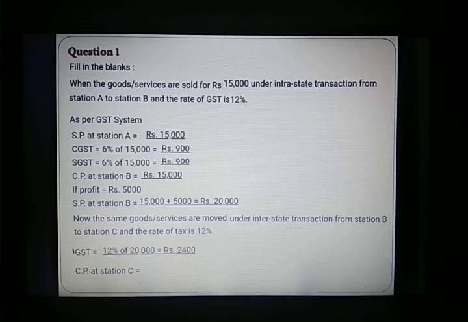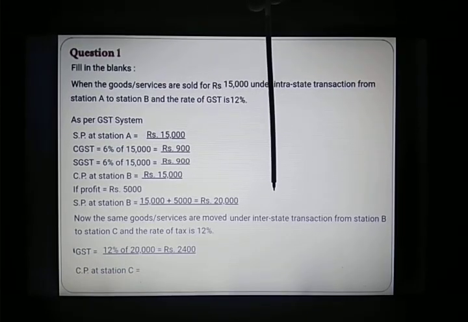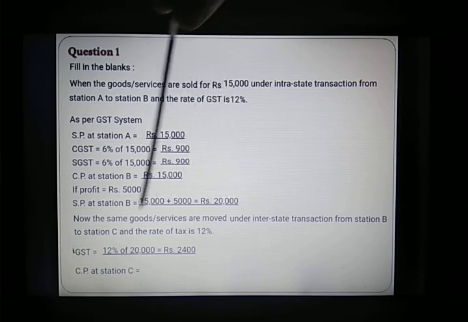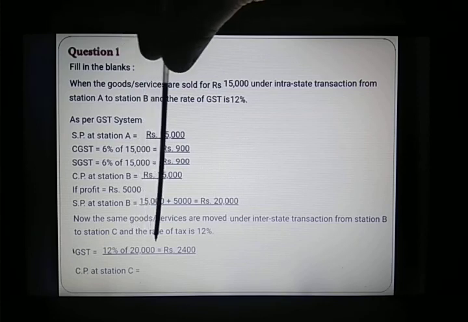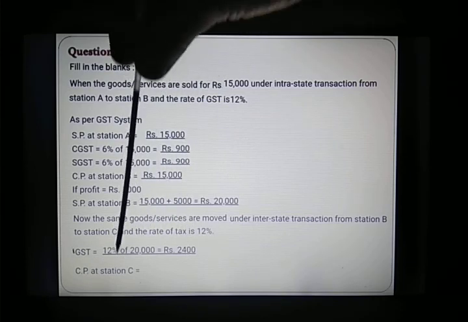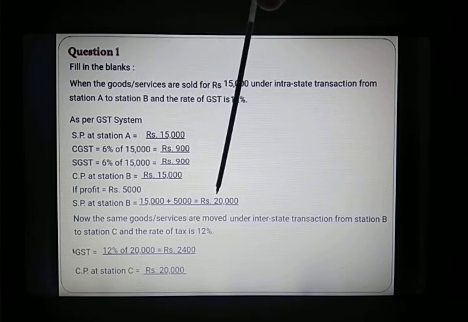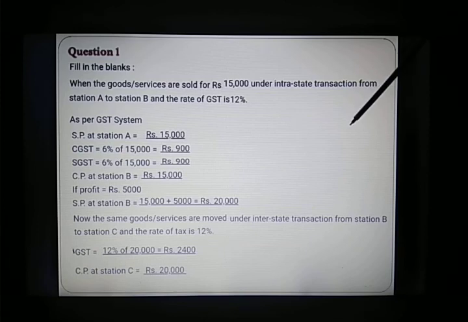So it will be 12% of the selling price at station B, because station B is selling at this, and we know that GST is applicable on the selling price. So 12% of 20,000, which will be this much. So the cost price at station C will be how much? It will be 20,000, because whatever is the selling price for B, the same will be the cost price for station C. So if you have understood these many things, then it's going to be very easy to do the rest of the sums. Pause the video to note down.